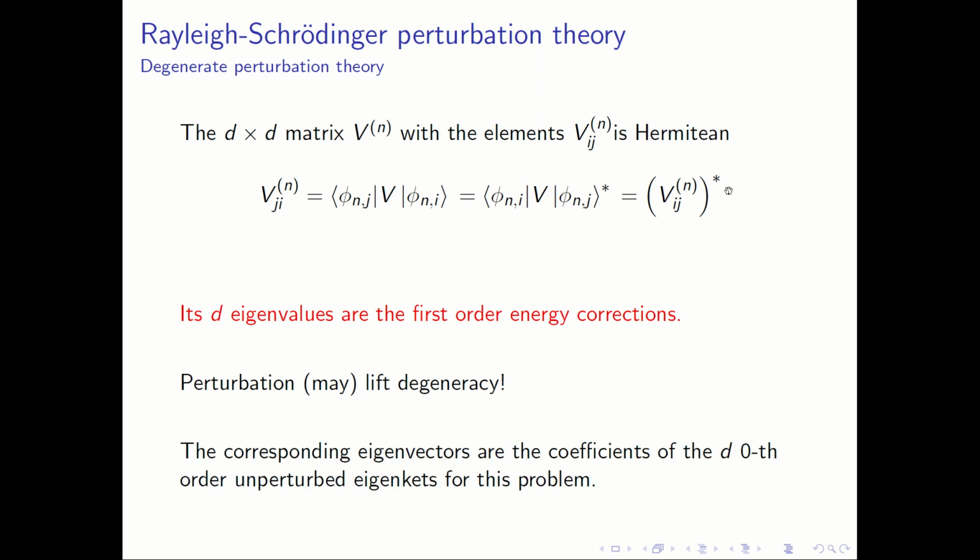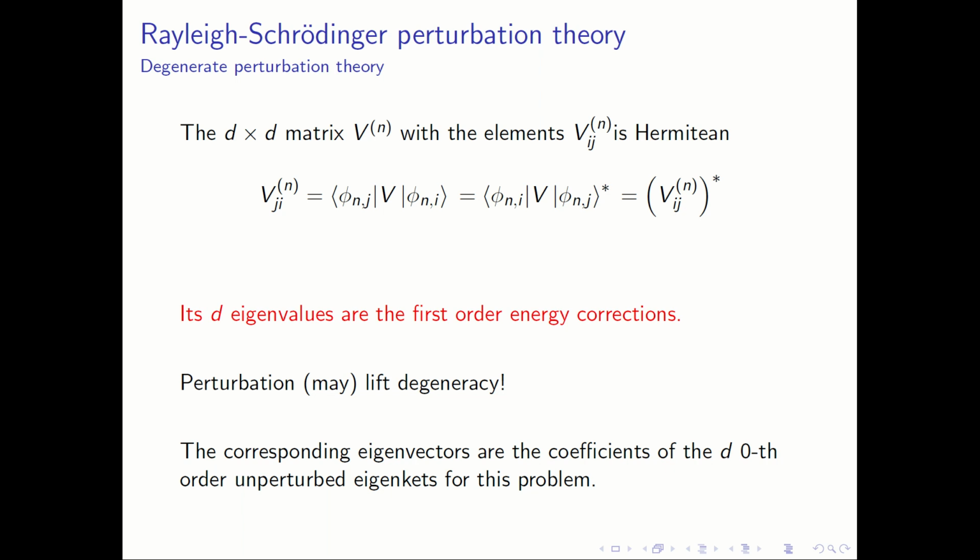And the corresponding eigenvectors for each of the d real eigenvalues are the coefficients C1, C2, CD that you will get. They give you the coefficients of the d zeroth order unperturbed eigenkets for this problem. Of course, because you started with d unperturbed eigenkets, you are going to end up with d perturbed eigenkets, at least first order corrections, first order perturbed eigenkets. But remember, we are not even talking about the first order perturbed eigenkets. We are still talking about the zeroth order eigenkets.